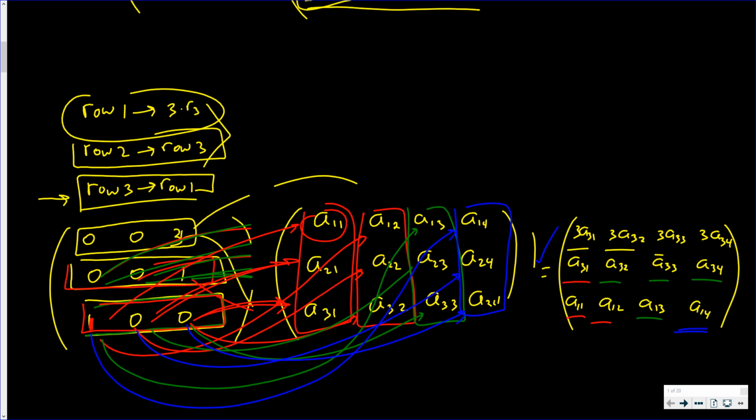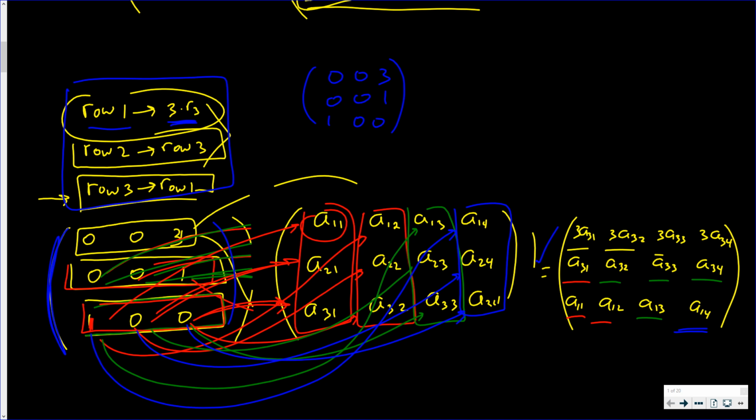Believe it or not, this matrix, namely 0 0 3, 0 0 1, 1 0 0, did these 3 elementary row operations. I was able to make one matrix that did all 3 of them. Though one might argue that replacing row 1 with 3 times row 3 is not an elementary row operation.